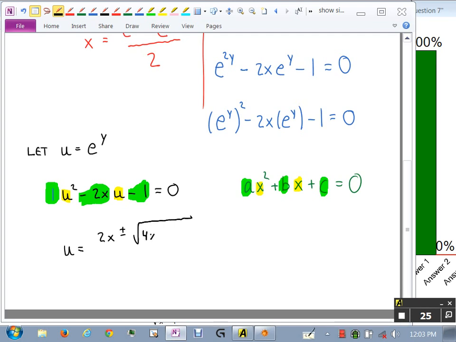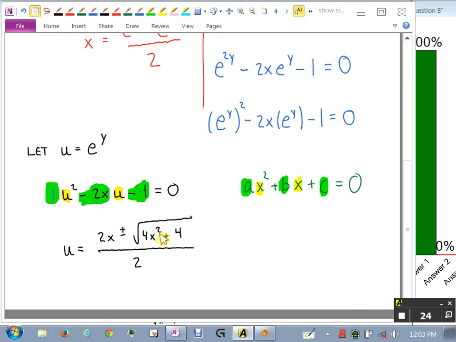4x squared minus 4 times a times c, 4 times a times c, so plus 4, all over 2 times a, which is 2. Yes? Let's take a vote. How many of you are with me still here? All right.